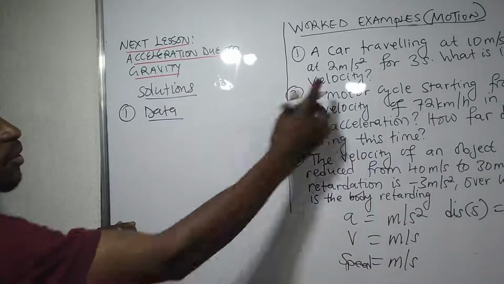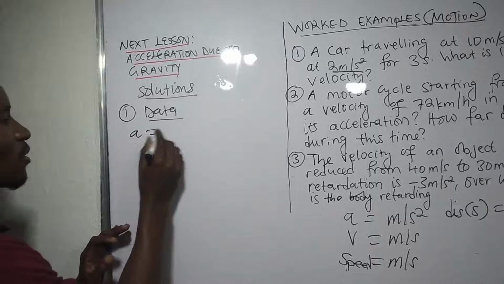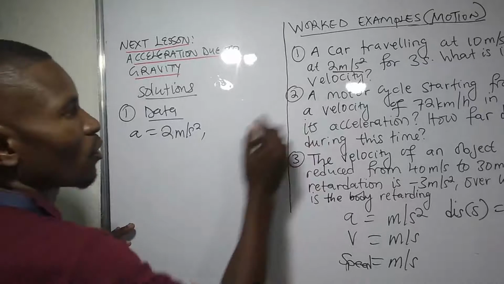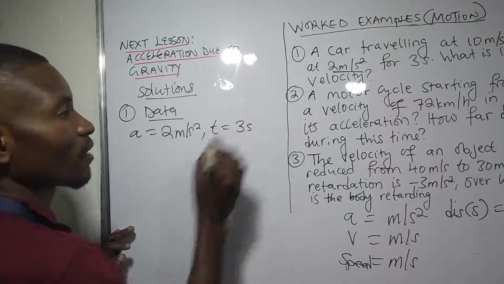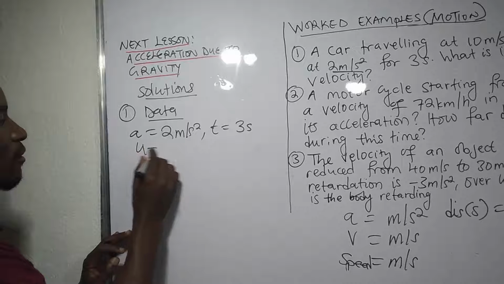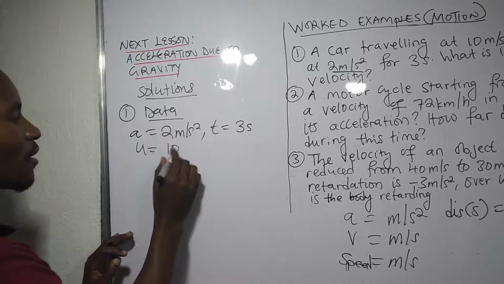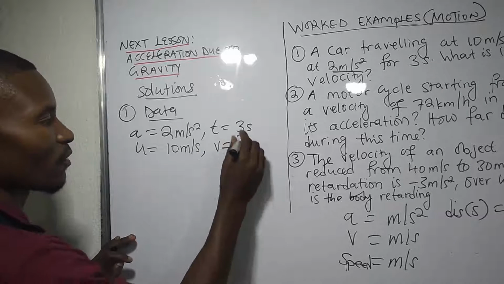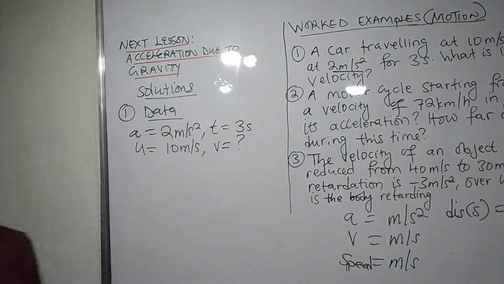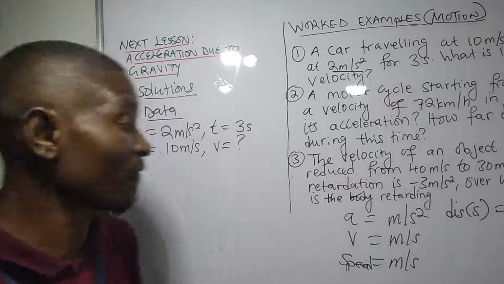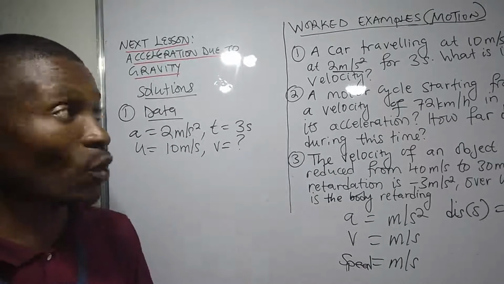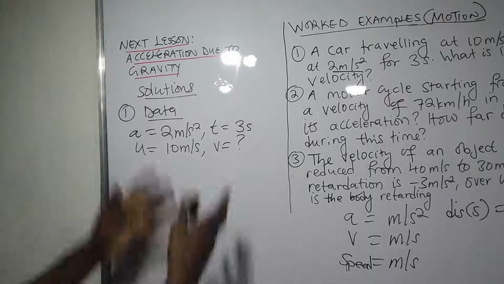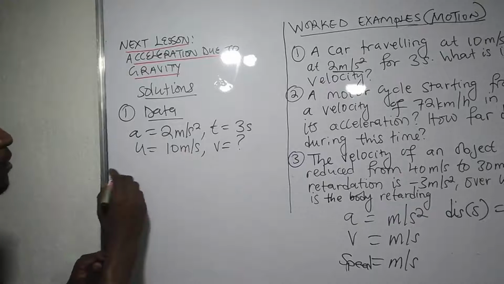Okay, so we have acceleration, which is 2, and then we also have time, which is 3 seconds, and initial velocity, which is 10. What we don't have is the final velocity. So you put the question mark on the final velocity, because that is what we are looking for, the unknown.